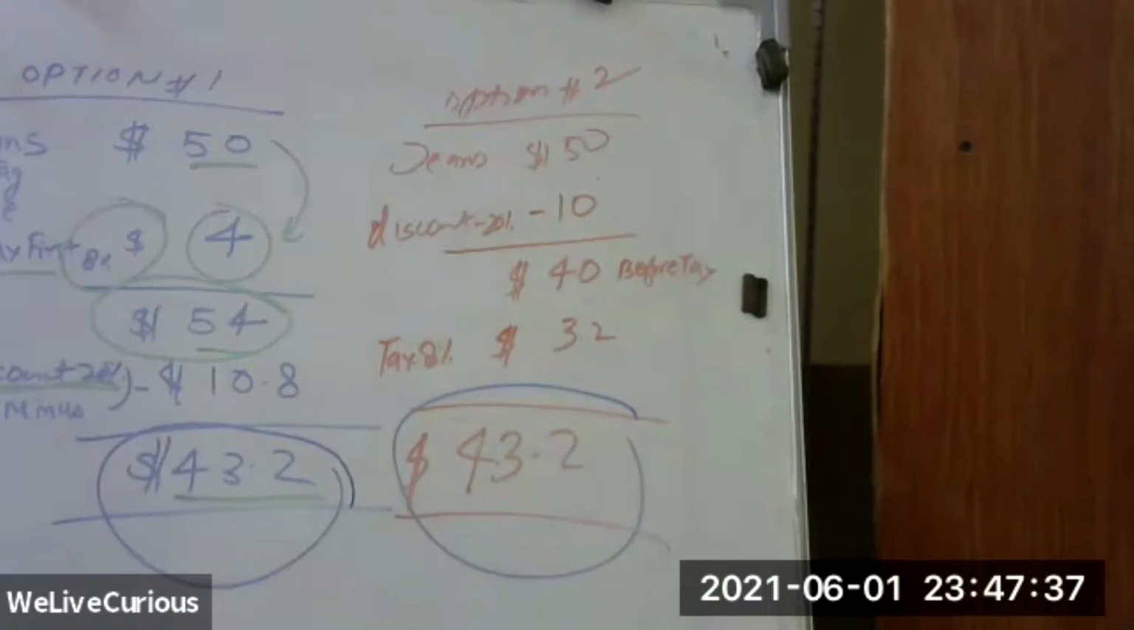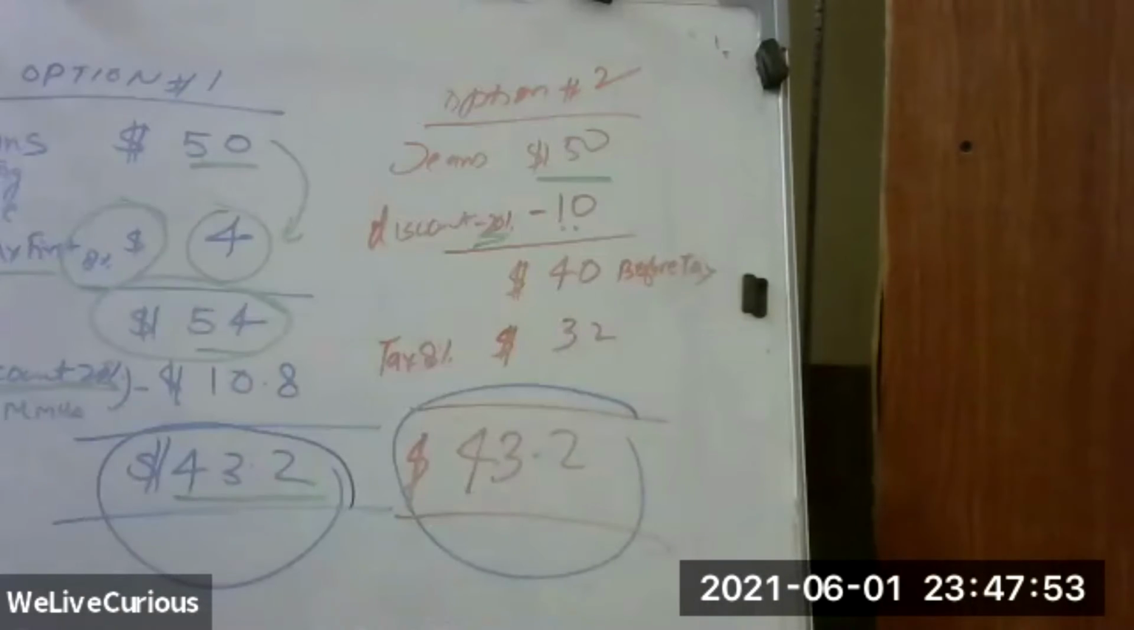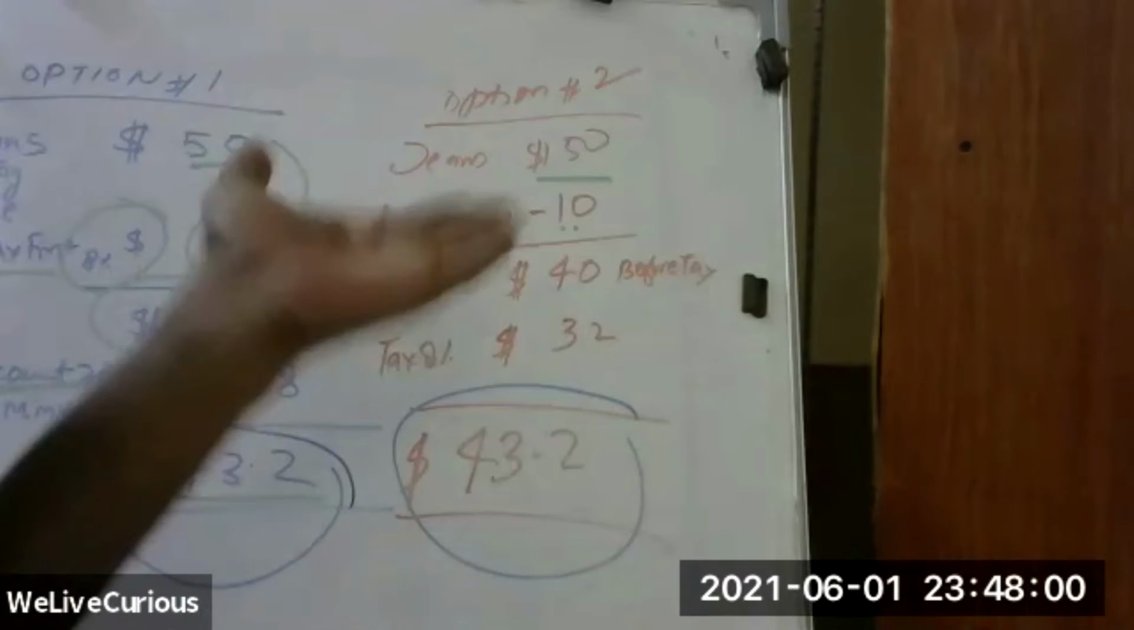Now discount is 20%. I say give me the discount first, I'll pay tax later. I think that if I take the discount first, then the tax component would be less because the price would be less. This is what my thought is. Suppose you get 20% on this. How much is 20% discount on 50? Simple. Take 10% and double it.